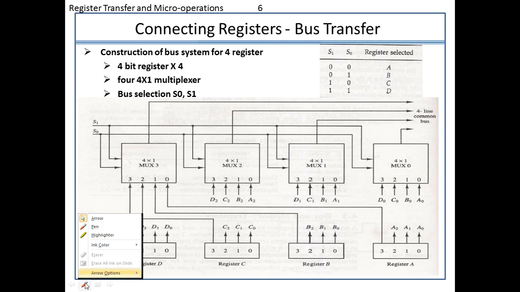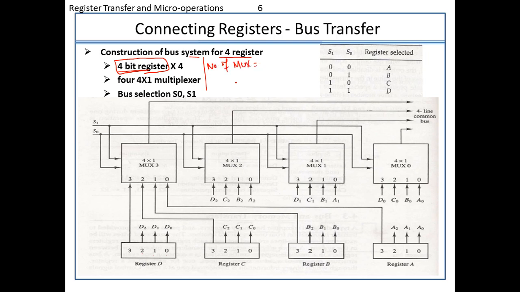So this is one of the examples. The example says that we need to construct a bus system of 4 registers. So we need to work with 4 registers. Another thing is that each register consists of 4 bits, meaning each register has the capability to store 4 bits of information. So first, I need to remember the number of muxes required and the size of each mux.